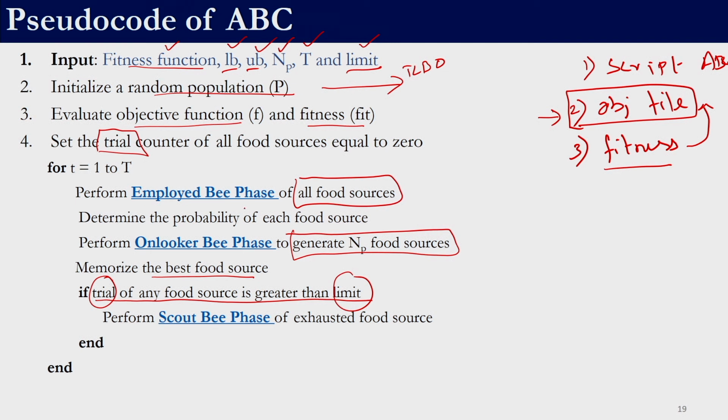We will perform employed bee phase, determine the probability of each food source, perform onlooker bee phase, memorizing and then checking this condition. Here if we see in these two steps, the employed bee phase and the onlooker bee phase, we will have to generate a new solution, and the procedure to generate the new solution is identical in onlooker bee phase and employed bee phase. In scout phase it is different.